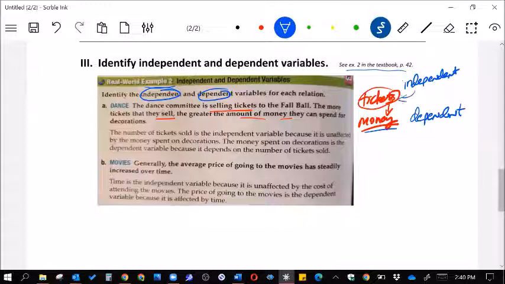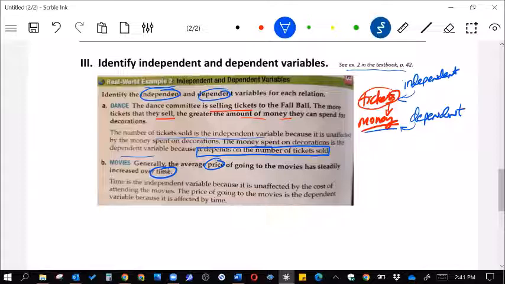So the independent variable here is the number of tickets. The dependent variable is the money. So they say that here: tickets sold is the independent variable, and the money is dependent because it depends on the number of tickets sold. That's the thinking to have. Now we look at this next one. The average price of the movies has steadily increased over time. So you have price and you have time.